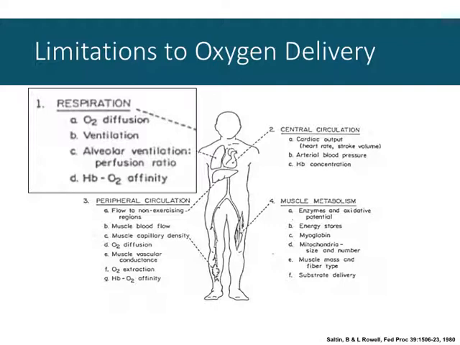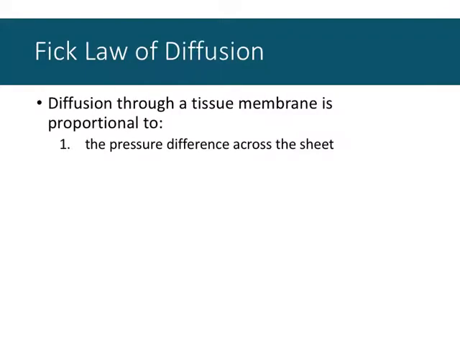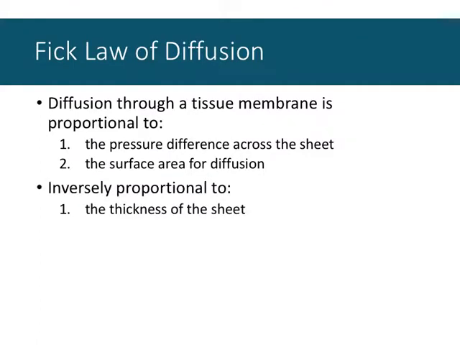So the likelihood that oxygen will diffuse is underpinned by Fick's Law of Diffusion. And this is an equation that states simply diffusion through a tissue, which is exactly what we're trying to accomplish at the lung, is proportional to two things. One, the pressure difference across that membrane. Two, how much of that membrane you have access to, the surface area of that membrane. And then it's inversely proportional to the thickness of the membrane.